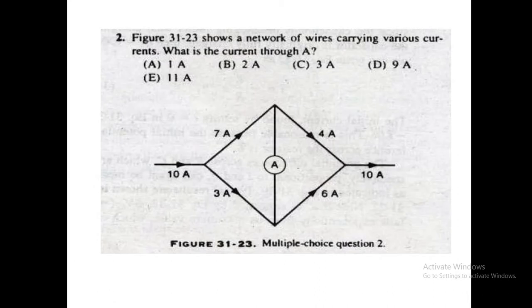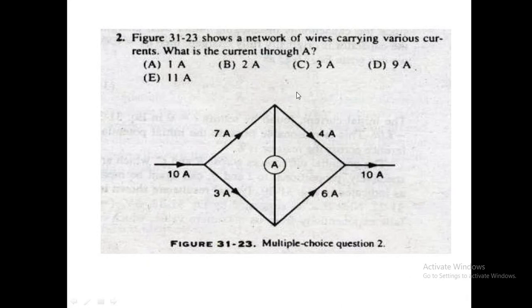Question number 2. The figure shows a network of wires carrying various currents. What is the current through A? So we have to tell what is the current through this point. Option A is 1 ampere, option B is 2 ampere, 3 ampere, 9 ampere or 11 ampere. If there is 10 ampere current entering this point, 7 is here and 3 is here.